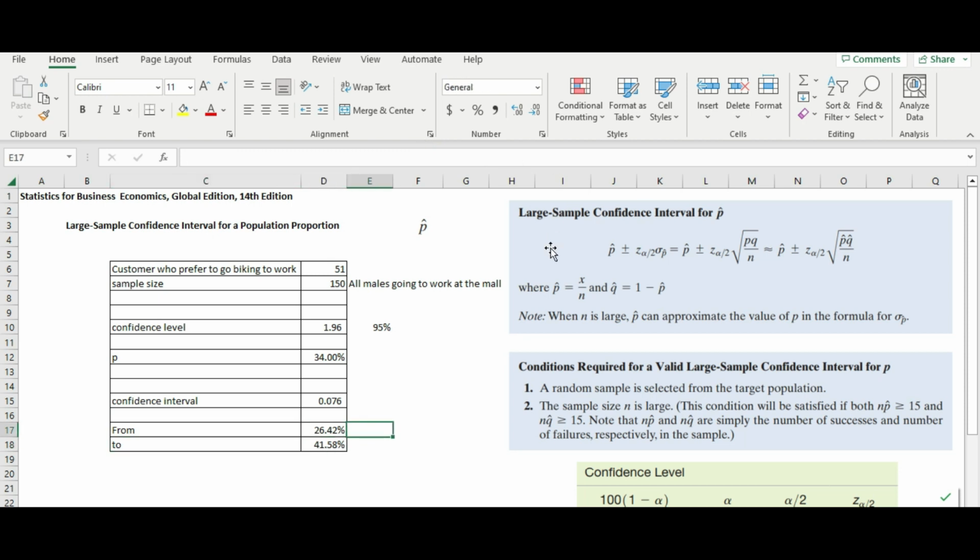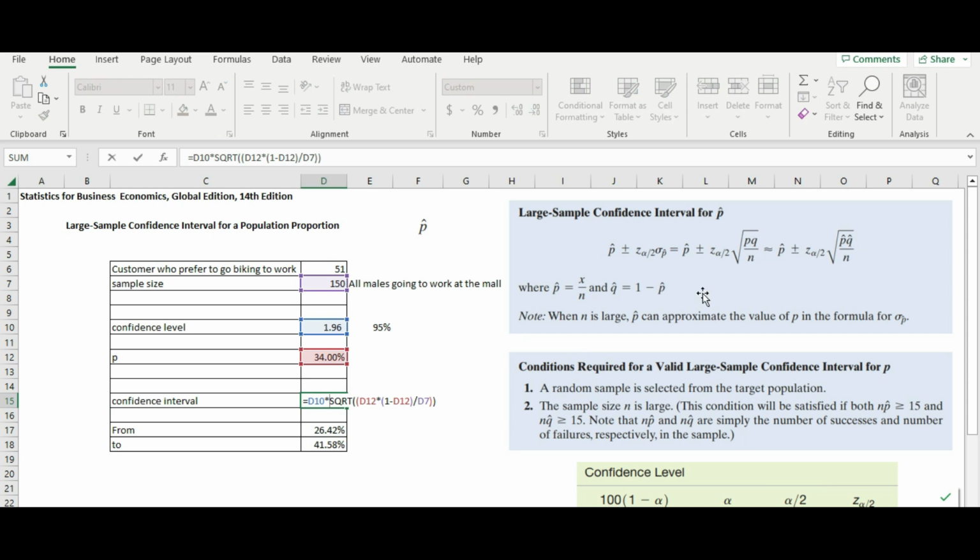Here you can see that this formula is derived from this one. Just focus on this. The P here is the sample proportion. The Z alpha over 2 here is 1.96. In the square root of PQ over N, the P is the sample proportion, and the Q is 1 minus P, which is already stated here. And the N is the sample size. That's how we derive the computation.